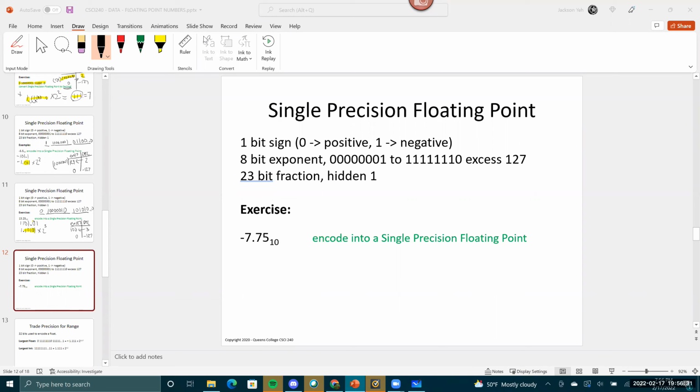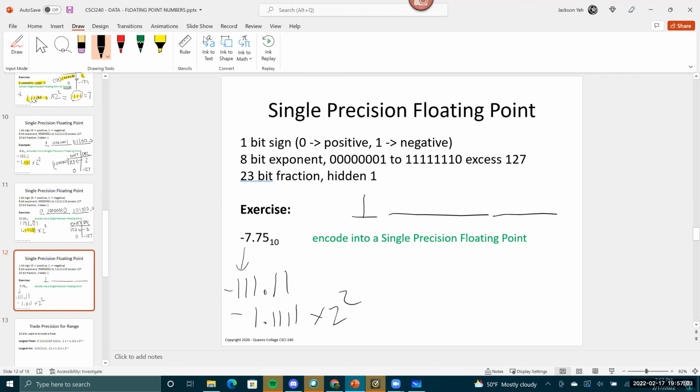Okay, let's do this one together. All right, so 7 is 111. 0.75, this is 1/2 plus 1/4, right? So 1/2 plus 1/4, it will be this. So now we normalize it, and this is negative 1.111 times 2 squared.